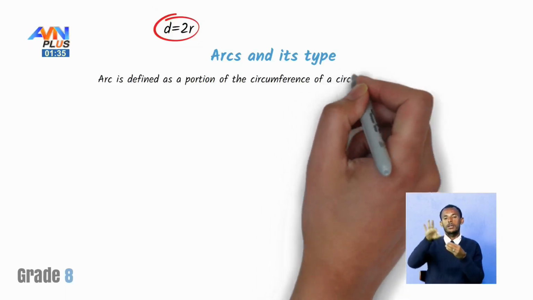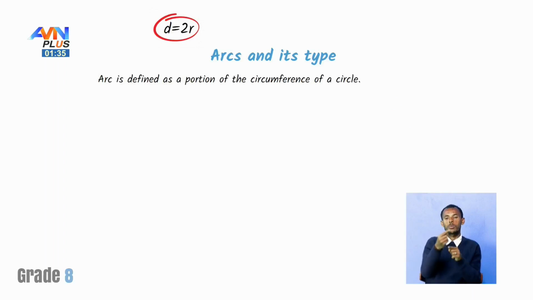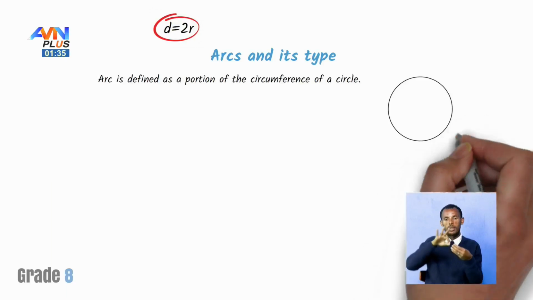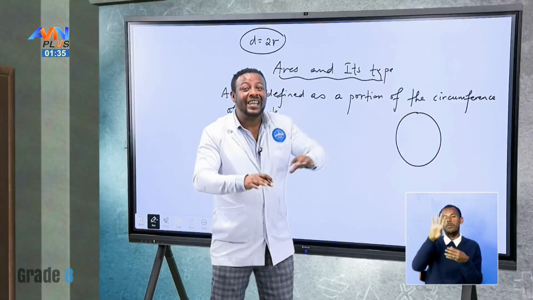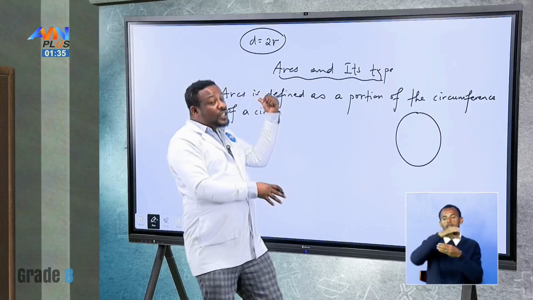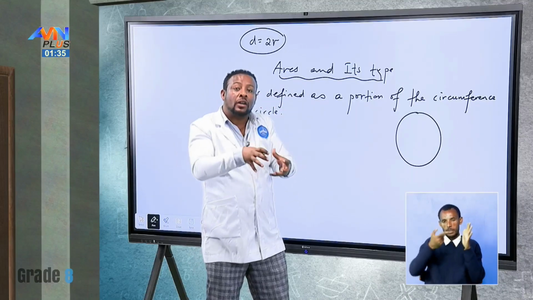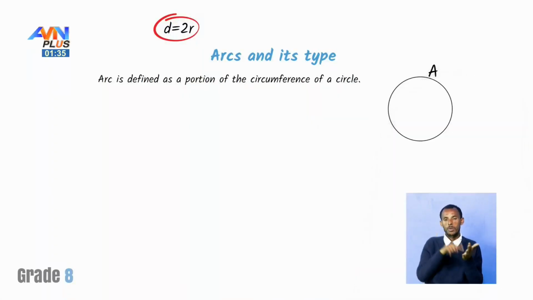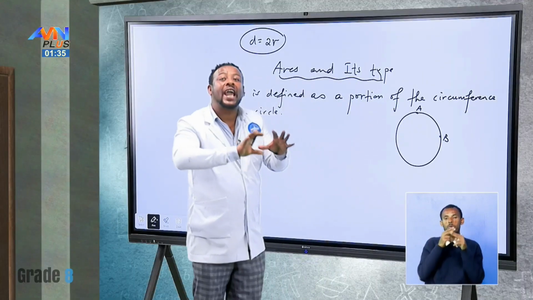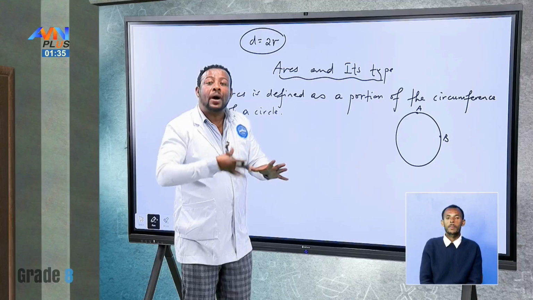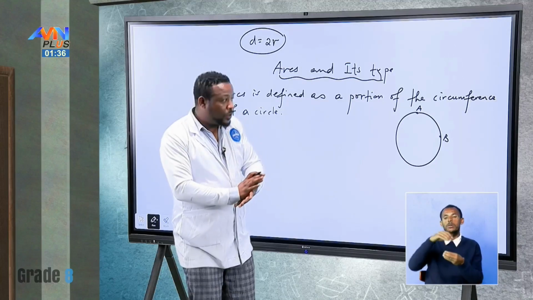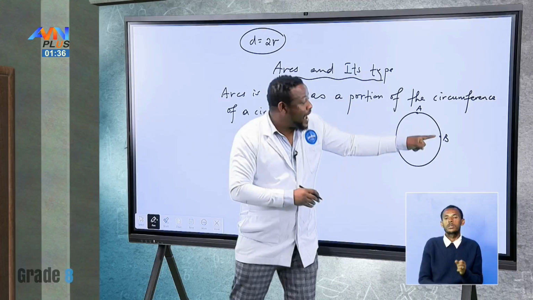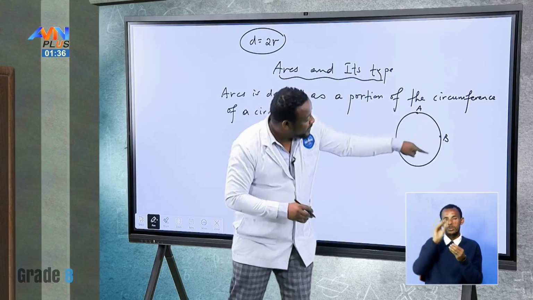So geometrically, if you have a circle, the full length of this circle is called the circumference. Based on this definition, an arc is a certain part or a portion of the circumference, right? So if you have 2 points, say A and B, this piece is called arc AB, some part of the circumference of a circle. So this is arc AB. You can also say this is also arc AB.